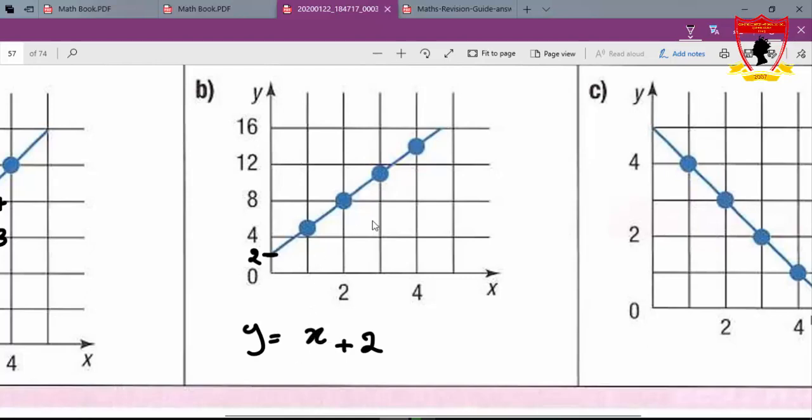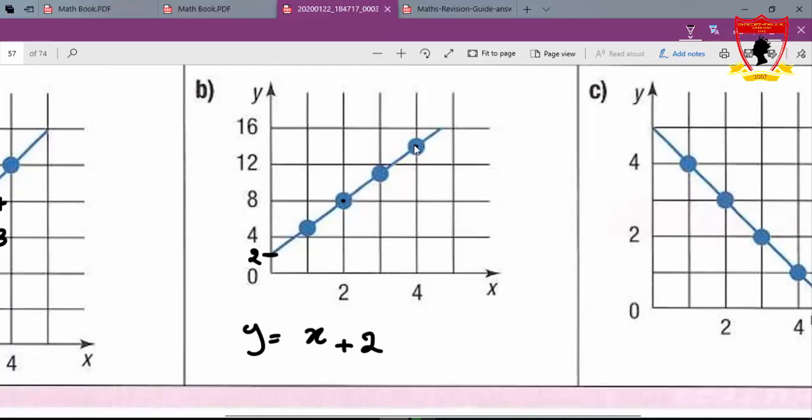Now we need to find the gradient to be the coefficient of x, the number before x here. Now to find the gradient, let's use this point and this point. Why? Because we are not sure about the location of this point. It's clear that the x of this point is 3, but the y we are not sure. That's why we use these 2 points.